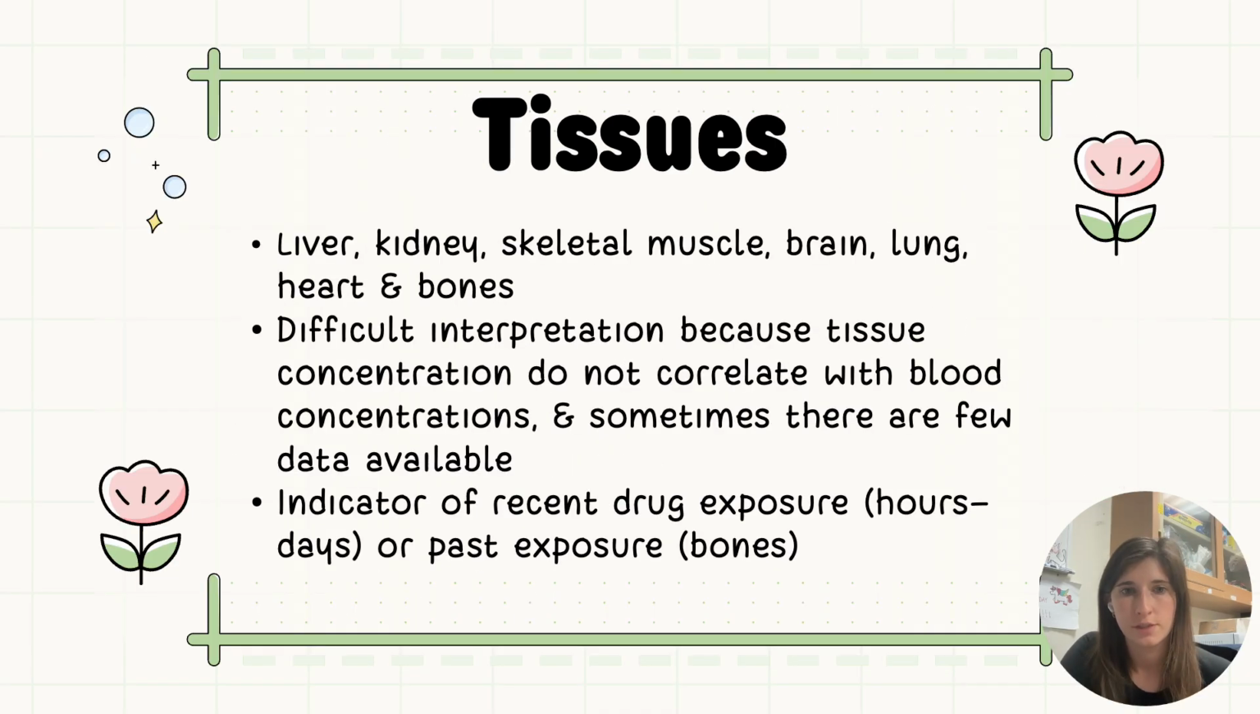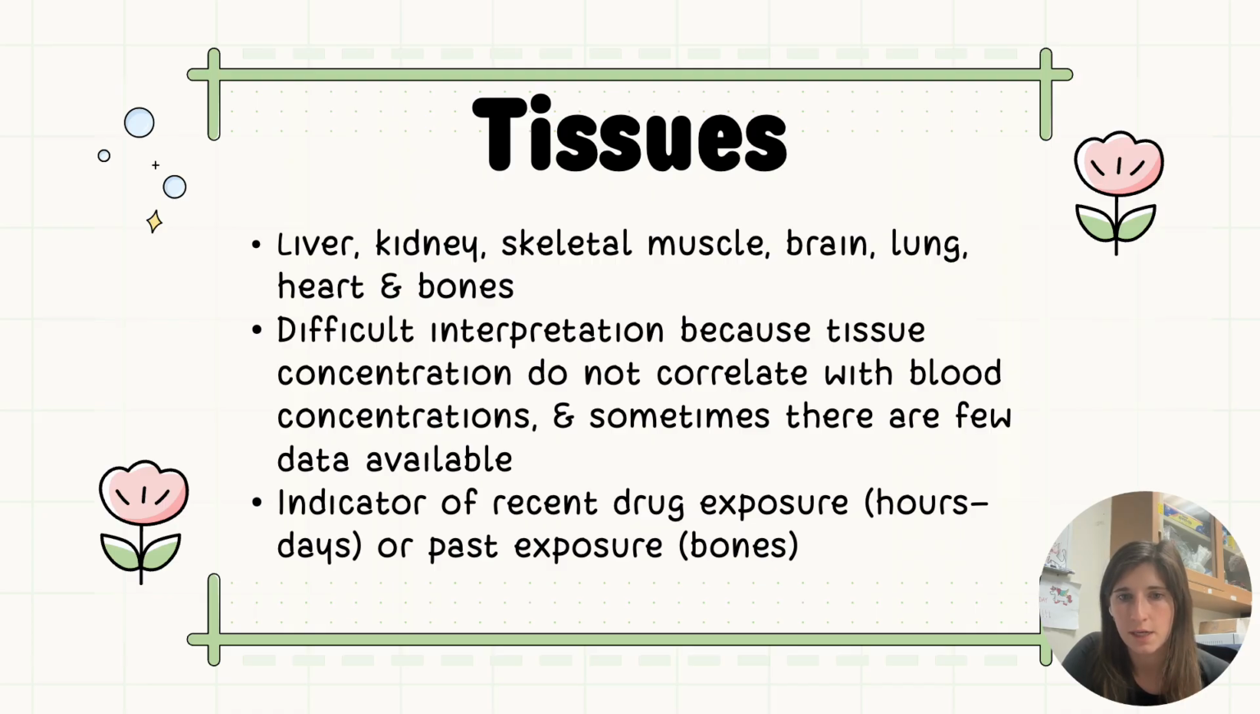Finally, we have tissues. Tissues are going to be collected for postmortem samples, so these are also going to be more forensic samples. Tissues are liver, kidney, skeletal muscle, brain, lung, heart, and bones. The problem with tissues is that it's very difficult to interpret because tissue concentrations do not correlate with blood concentrations, and sometimes there are only a few different data sets available.